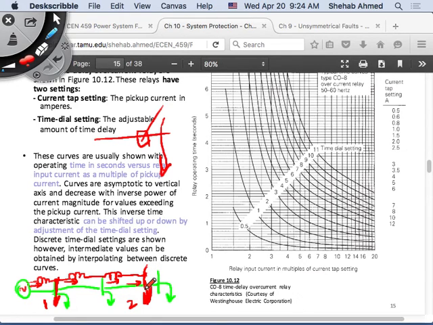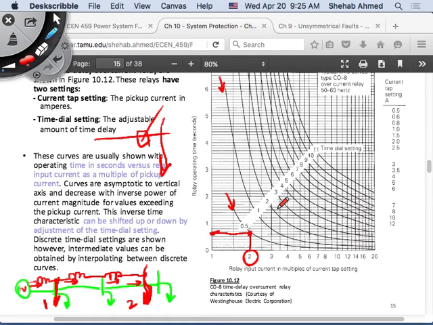So let's say the fault current is 2 amps, for example. If the fault current is 2 amps, I want to make sure I disconnect in, let's say this is seconds, this is 0.9 seconds, for example. This is how fast I can disconnect. This is this relay's capability. This relay offers you these curves.